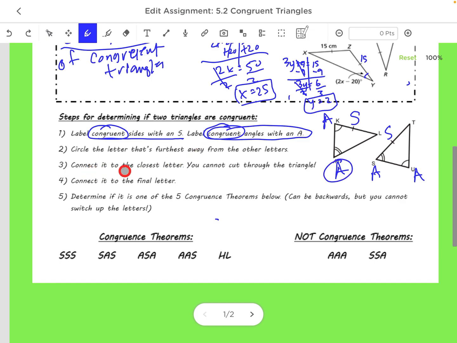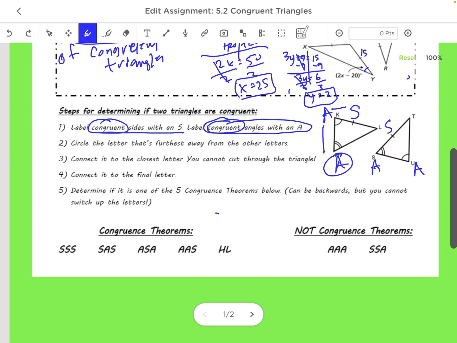Then connect it to the closest letter. You cannot cut through the triangle. So I need to connect it to the closest one. For this S, I'd have to go through the triangle. This one is the next closest. This S is closer to A than the other S is, so I'm going to connect it to this. Then connect it to the final letter. So now I'm going to connect A to that.